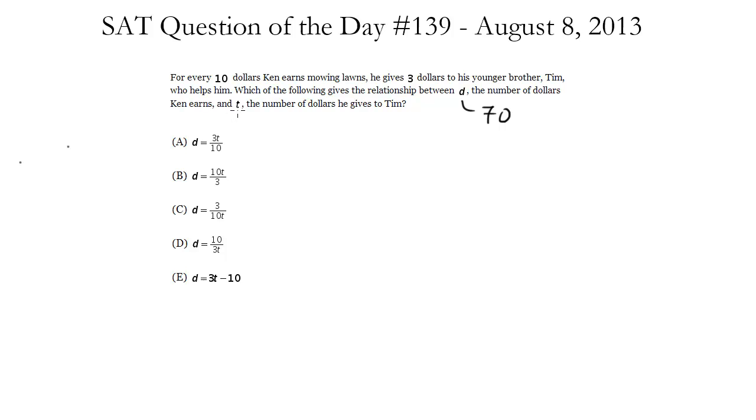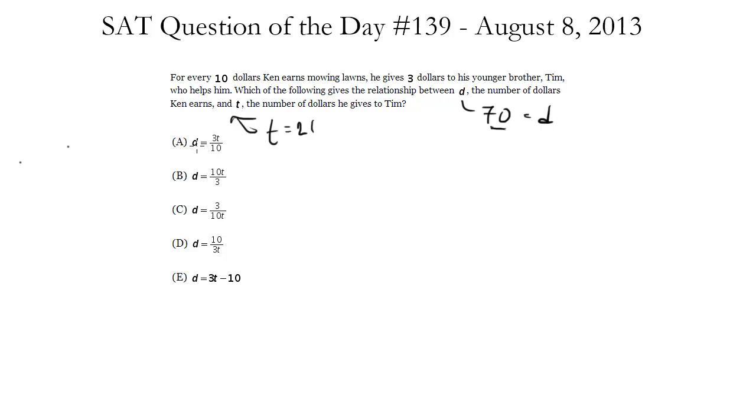And we want to know, what would T then be? Well, he's earned 70. So for every $10, he gives 3 to Tim. So that's 7 sets of $10, which means he's going to give 7 sets of $3 to his brother Tim. So T will be 21. And D will be 70. With that, let's go to the choices and see which one of these is consistent with the numbers we've picked.